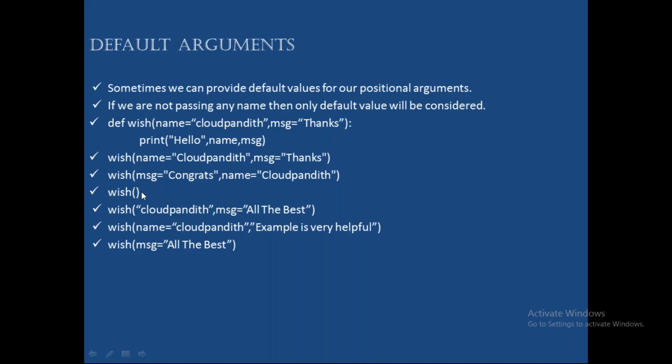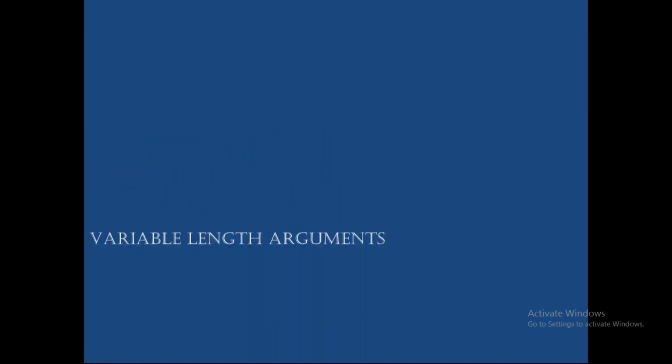Say wish, here you are not passing anything. It has taken name as Cloud Pandit, message as thanks. In wish, again I am calling with message equal to all the best. So if you're passing something, thanks will be overridden and it will take all the best. As you're not passing name, it will take the default value. Don't confuse. Default arguments means it will consider the default values when you're not passing the inputs. Got it? Yes, sir. Got it.